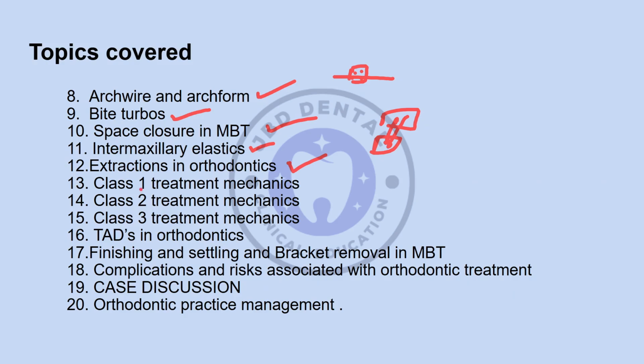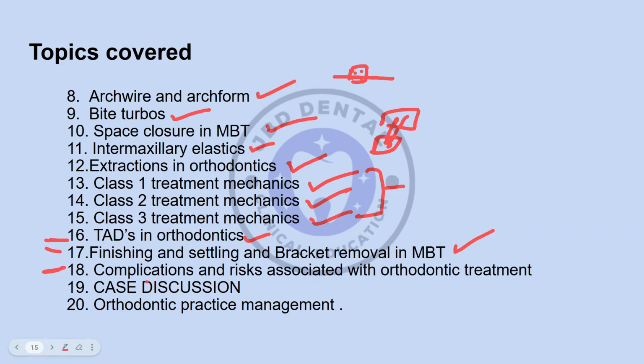Now we will move forward to the class 1 treatment mechanics, then class 2, after that class 3 treatment mechanics, and how we should proceed with these cases. After understanding the concepts of class 1, 2 and 3 treatment mechanics, we will understand the temporary anchorage devices in orthodontics. Then after this, we will discuss the finishing and settling and bracket removal in the MBT. This is the final stage of our brackets.